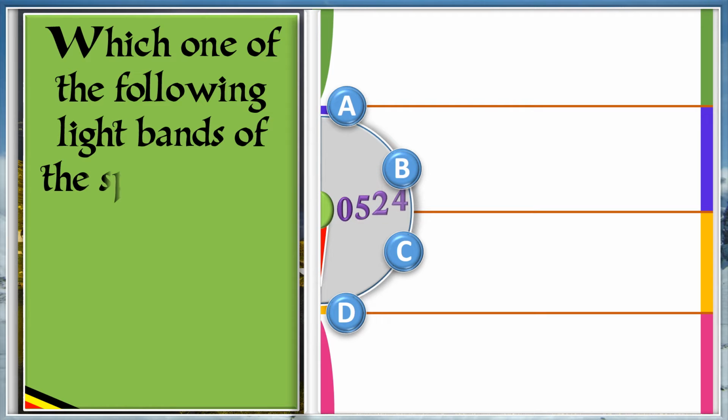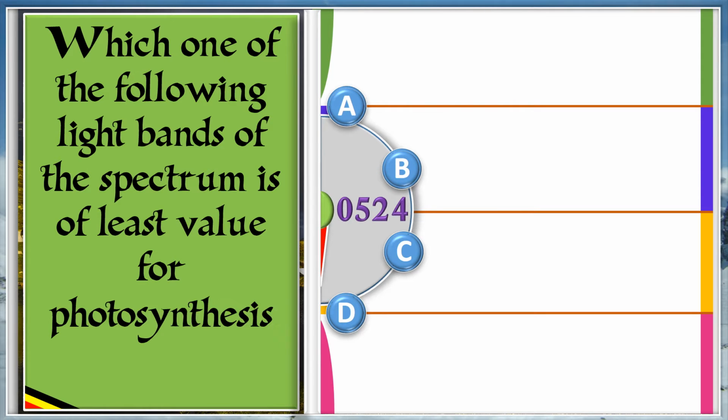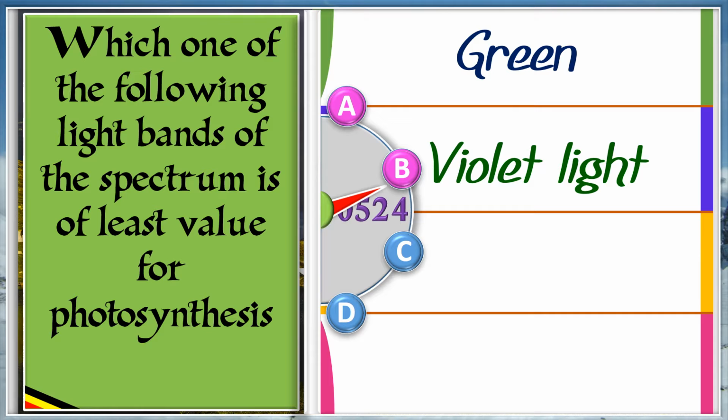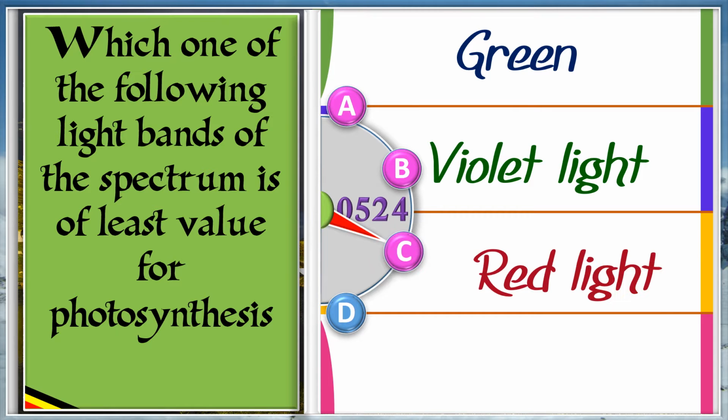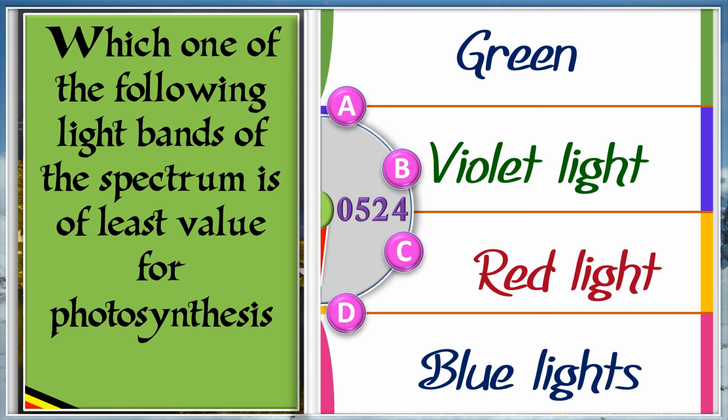Which one of the following light bands of the spectrum is of least value for photosynthesis? A. Green. B. Violet light. C. Red light. D. Blue light. And the answer is A. Green light.